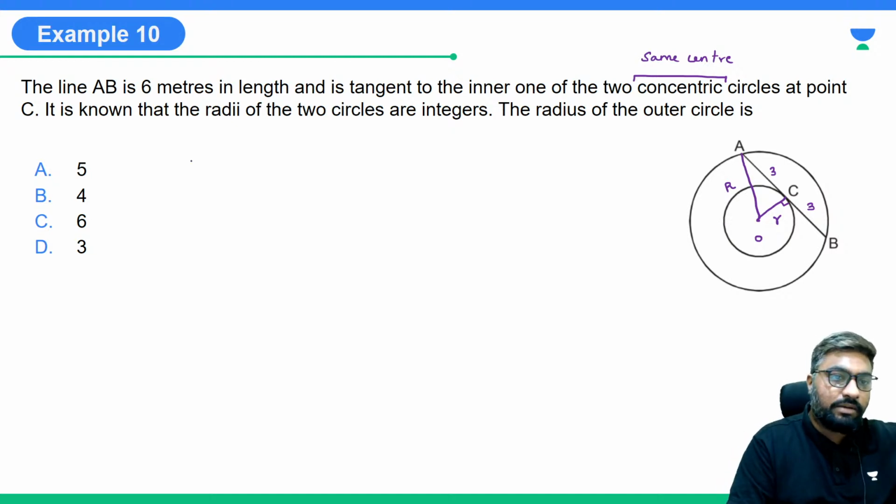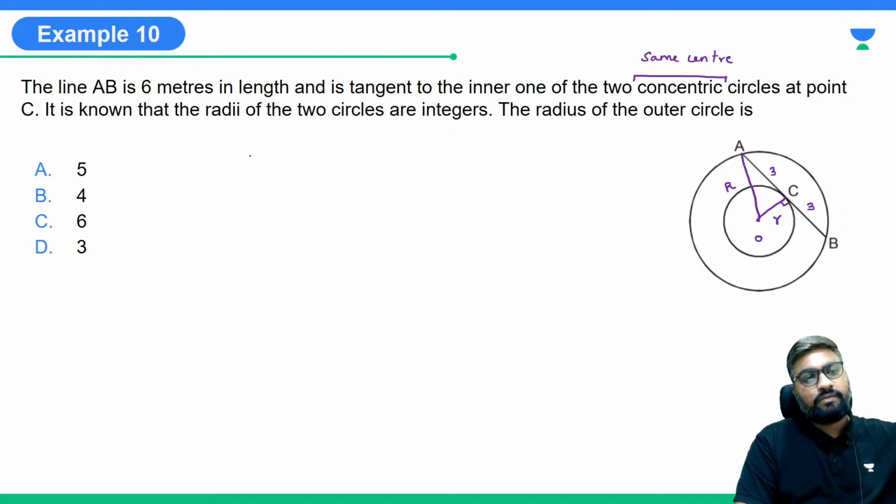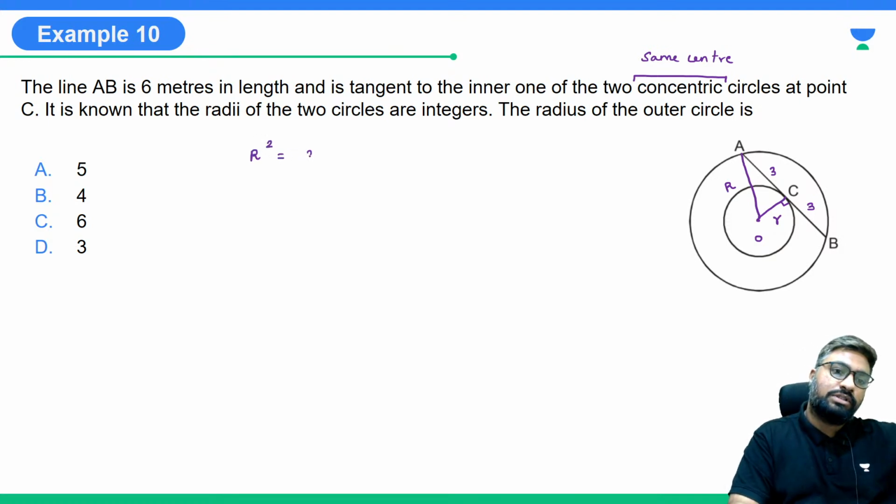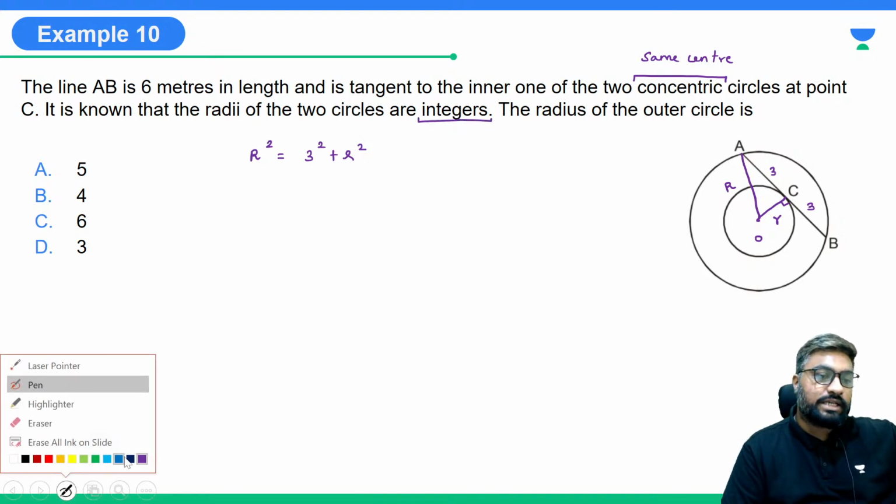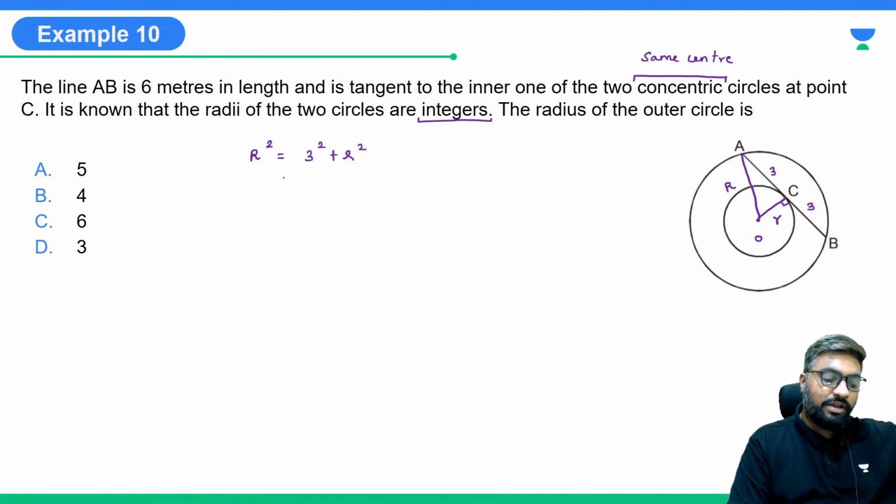So can we use Pythagoras theorem here? Yes. R square will be equal to 3 square plus r square. Now they are saying that the radius of both the circles are integers. Both should be integers. What are the possibilities? We know 3:4:5 could work. Yes, 5 square will be 3 square plus 4 square. Works out. So this has to be our answer. But you can try other ones also.